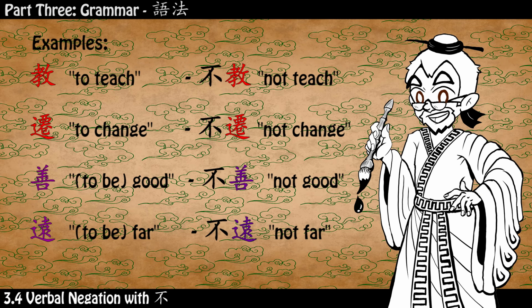迁 means to change, so 不迁 means to not change or unchanging. 善 means good, so 不善 means not good or evil. 远 means far, and so 不远 becomes not far or close, etc., etc.